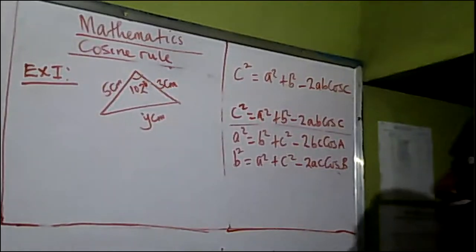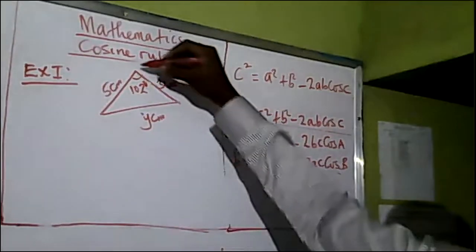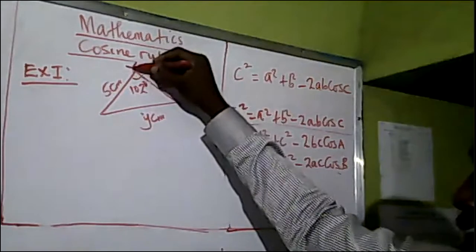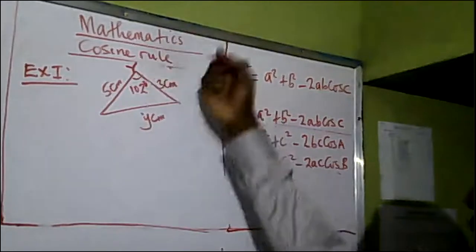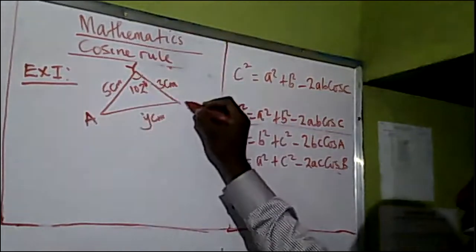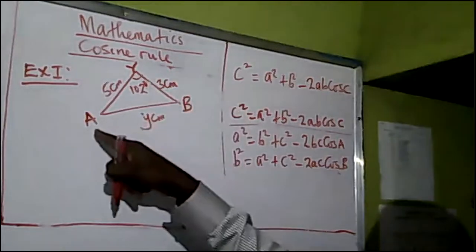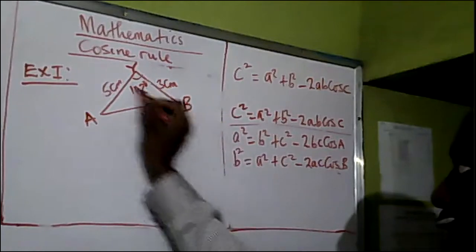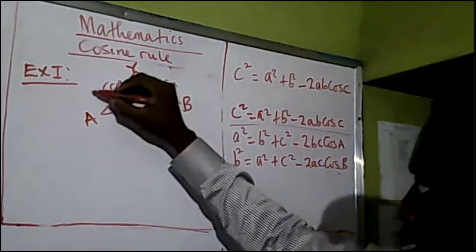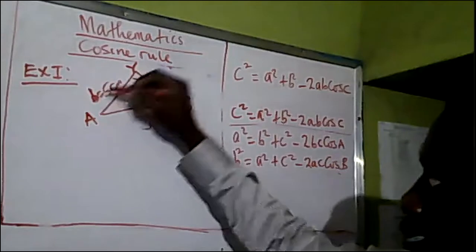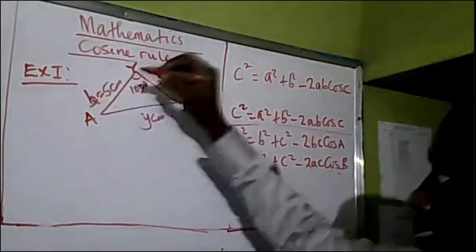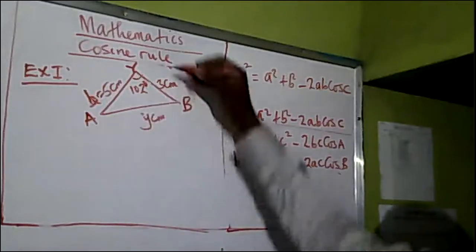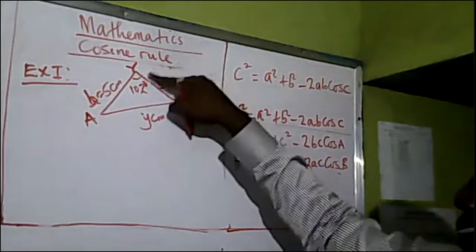If you are going to look for y centimeter, if this place is small y, let's make it easy. I've started with the solution already. This is big Y, the angle big Y. So let me put big A here and big B here. Remember that angles are represented with capital letters. This is the side facing the angle, so small b represents it. Then this is the side facing this angle. This is what? Small a.